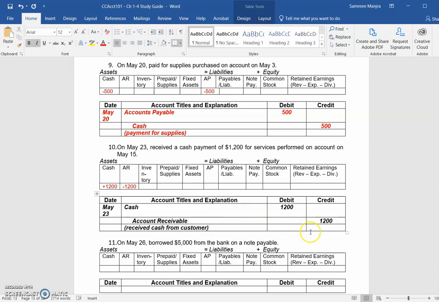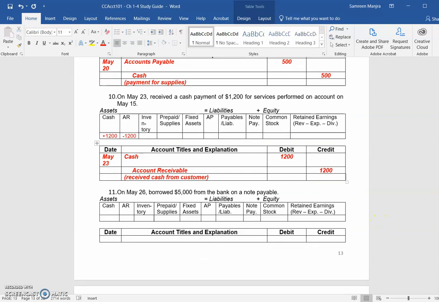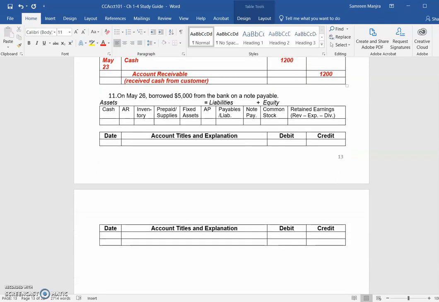So we received our cash from the customer. We did not perform the service again. We only received the cash from the service that was provided before. And then on May 26th, we borrow $5,000 from the bank on a note payable. Anytime you borrow money, that means you have an increase in cash, and we're going to have a corresponding increase in our note payable. So our liabilities went up and our assets went up.